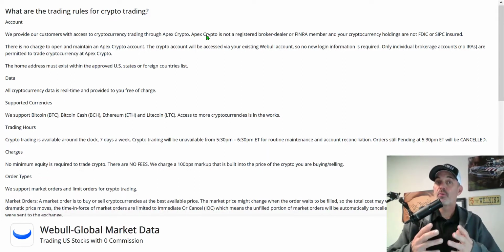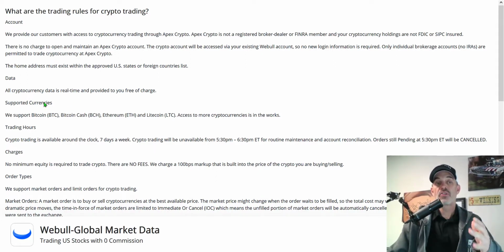If you really want to own crypto, then you probably need to go through a traditional crypto exchange or wallet to obtain cryptocurrencies where you hold the keys. In this case, I believe Apex Crypto actually has possession of your keys and is truly the owner of that cryptocurrency. And then you can see the home address must exist within approved U.S. states. Arizona is an approved U.S. state, or foreign countries list. I don't know what that is. They don't mention it. You might need to do your own recon to find that out.